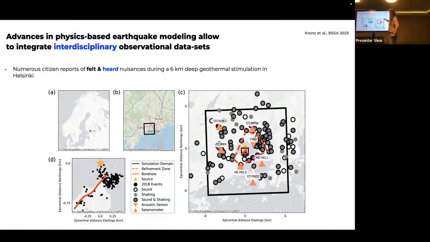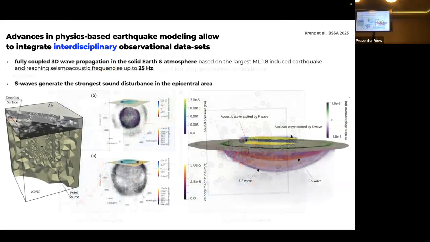And there's a lot of observational data throughout the simulation, which doesn't only include seismometers, but also acoustic sensors. The largest event that was produced during this simulation was a local magnitude 1.8, and there were numerous citizen reports of felt and heard nuisances during the simulation. So there were a lot of citizen reports mapping out earthquake sounds, bangs and crumbling sounds, and really annoying little earthquakes that are disturbing the citizens in Helsinki. And actually, nobody complained so much about the shaking, but the sounds were really the biggest nuisance, it seems.